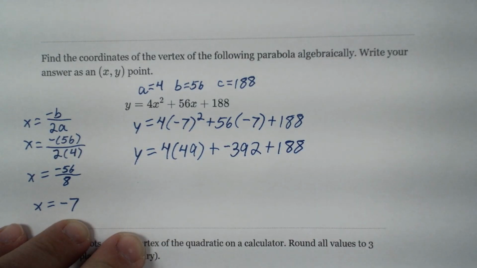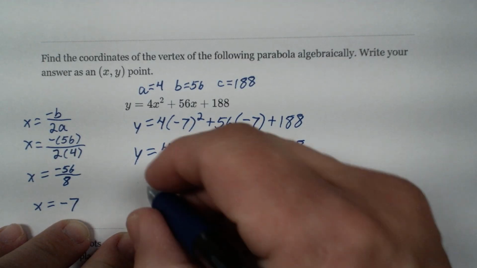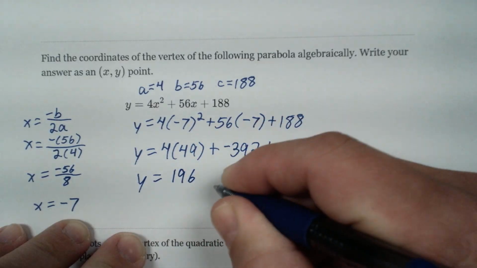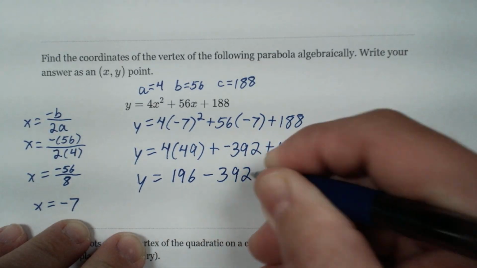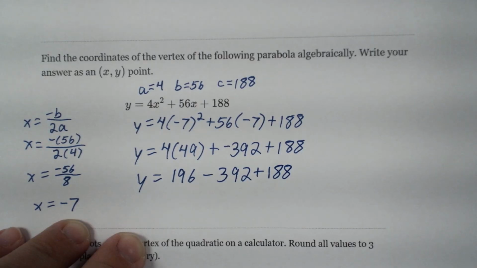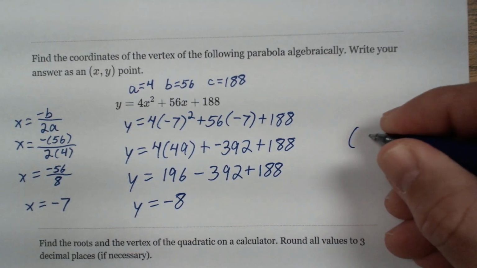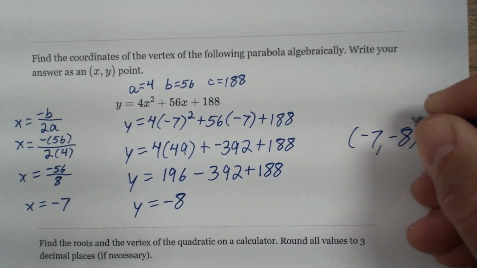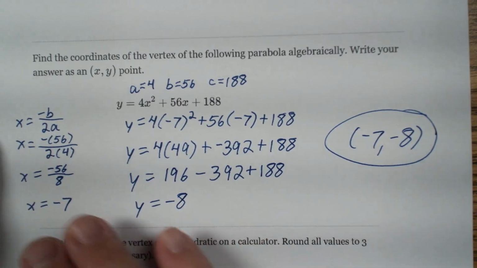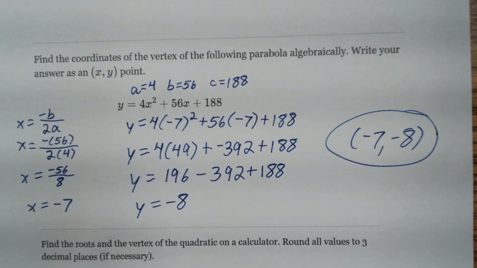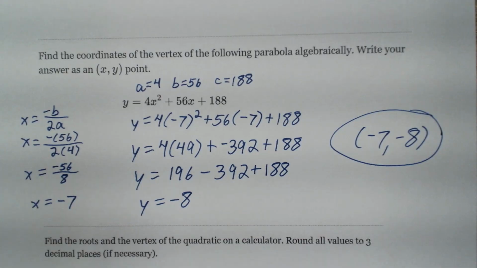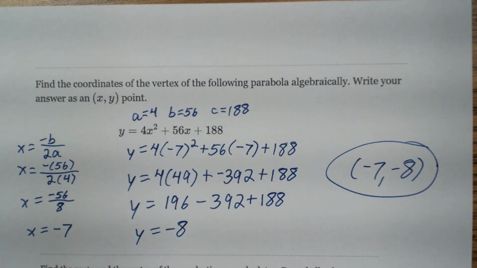I can now do 4 times 49, which is going to be 196, minus 392, plus 188. And yeah, I'm just doing that on a calculator off to the side. I don't really feel like doing all that by hand. This is calculator active in this class after all. So y equals -8. All right, after all that work, we do have our answer, -7, -8. What you're going to see on the next problems, though, is that there's a way to do this without using the algebraic process. We could just use technology, which is what we're going to do next.